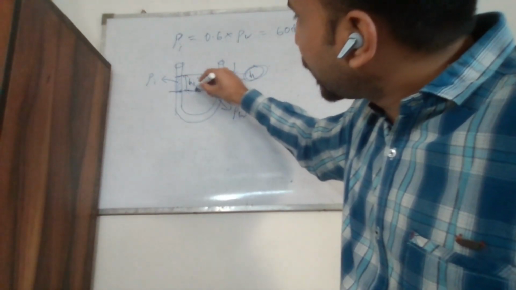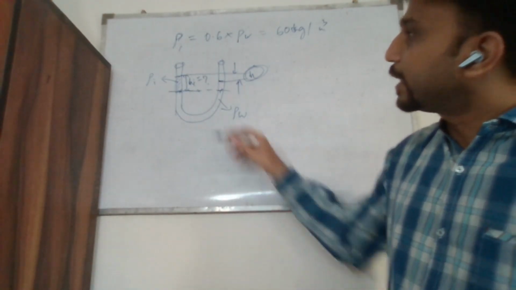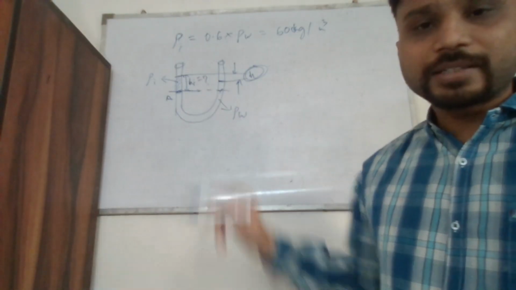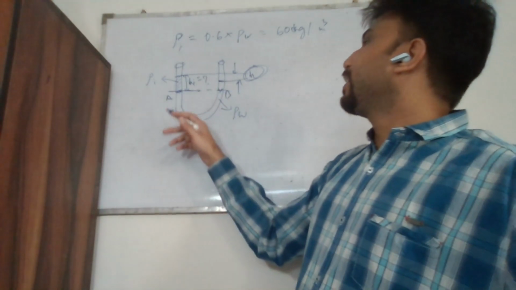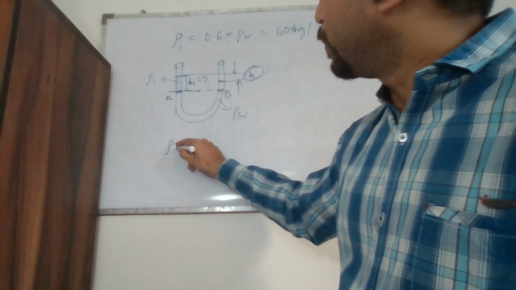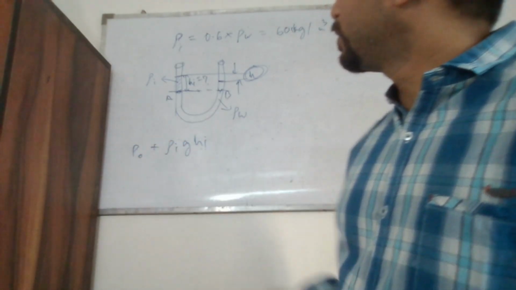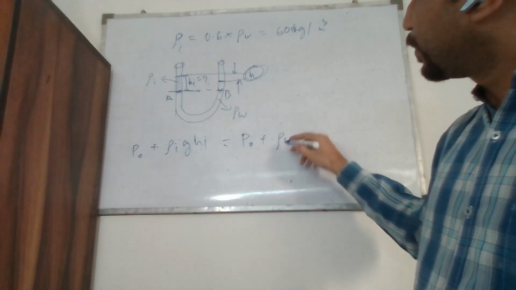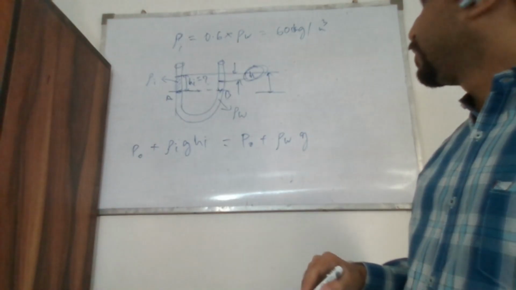We'll again draw the same common line like we did in the previous idea. This is point A, which is at the intersection of the two fluids, and this is point B. The pressure at A and the pressure at B are going to be equal. The pressure at A is simply rho I g HI plus atmospheric pressure, P naught. Similarly, the pressure at point B is P naught plus the density of water times g times this complete height.